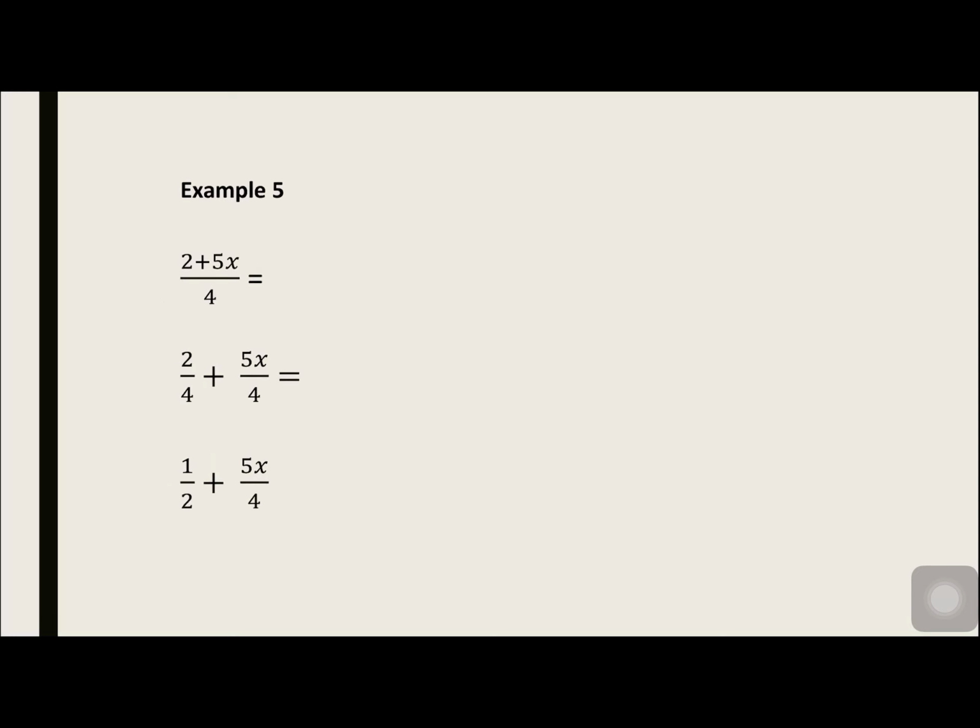Example 5. 2 plus 5x divided by 4. Don't add the 2 plus 5x. They're not like terms. We're going to do 2 over 4 plus 5x over 4. 2 over 4 reduces to 1/2. 5x over 4 does not reduce.